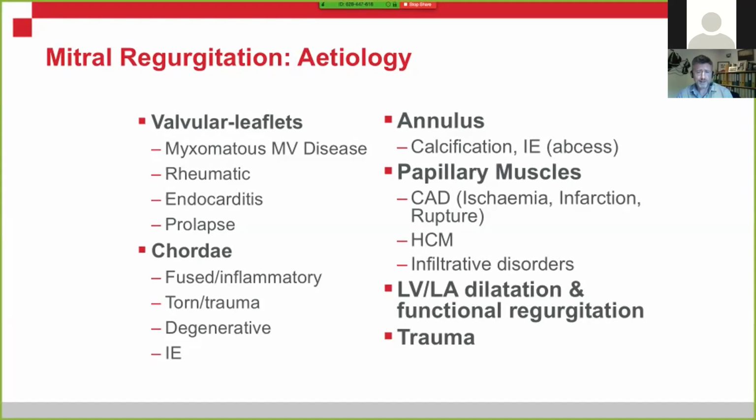You can get annular calcification, so the leaflets and the valves themselves may be functioning normally, but you get dilatation of either the LV or the left atrium, and you get functional regurgitation. Papillary muscles, again, you can see damage in coronary artery disease or ischemia, hypertrophic cardiomyopathy or infiltrative disorders, or lastly, trauma. So there's a number of different mechanisms that can contribute to mitral regurgitation, either in isolation or more commonly in combination.